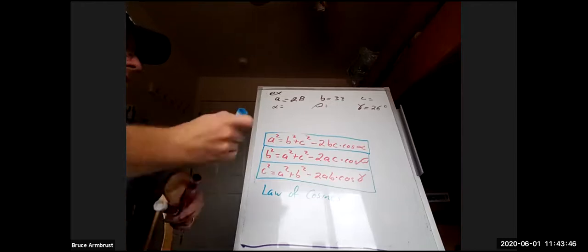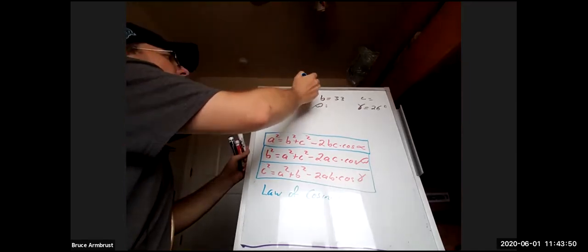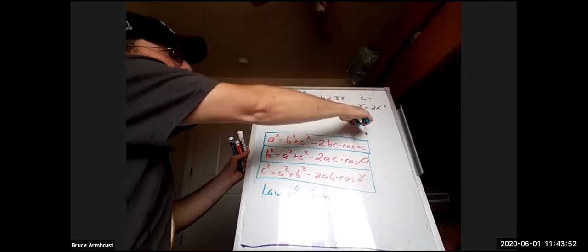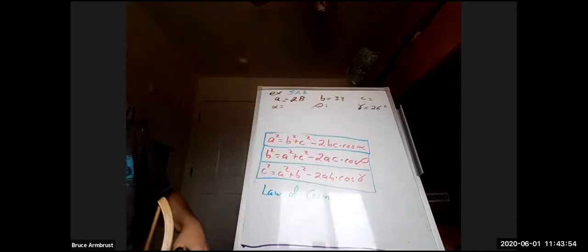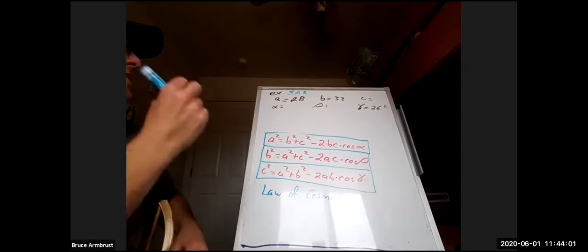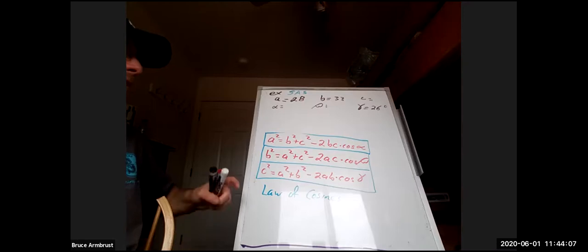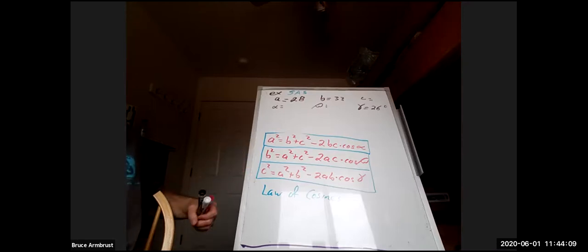All right, so this is side angle side. We know two sides and the angle that's in between them. So law of sines is off the table. So let's go to the law of cosines. So let's look at what we know and think about which of these we want to use.